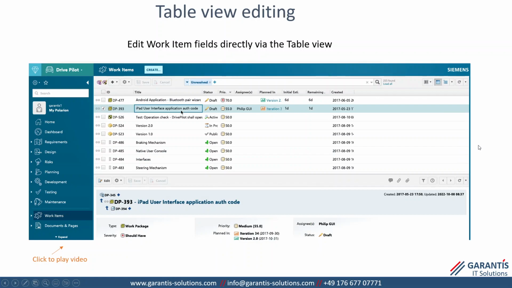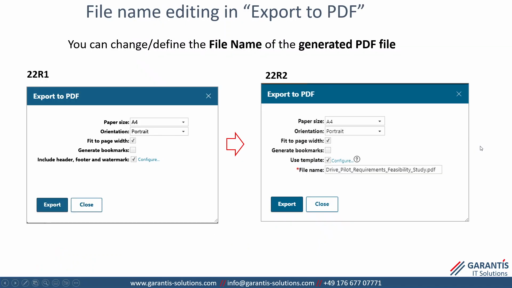So the next feature is file name editing in export to PDF. In 22R2, the PDF would be exported with a default name and you cannot change the name. But in the new version, there is a special field, file name, and you can type or change the existing name to whatever you prefer.